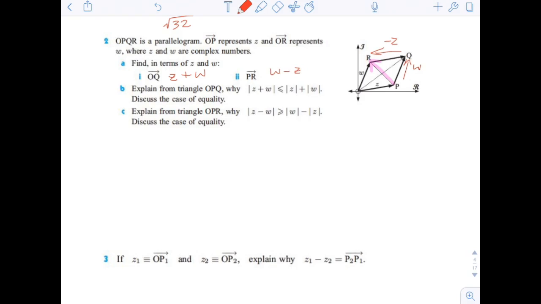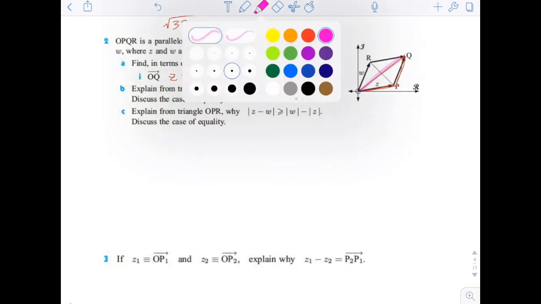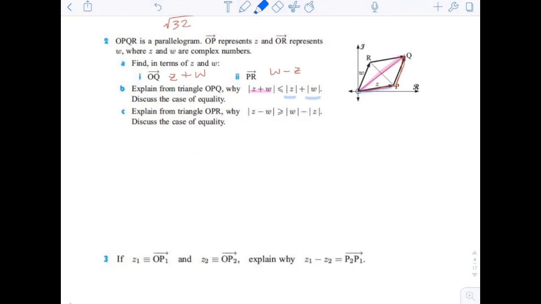B. Explain from triangle OPQ why the modulus of Z plus W is less than or equal to modulus of Z plus modulus of W. So the triangle we're looking at is OPQ. Okay, we're looking at this triangle here. So it says the modulus of Z plus W, which is this, is less than or equal to Z added to W. Discuss the case of equality.